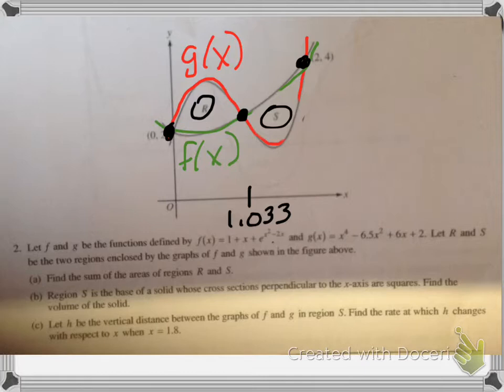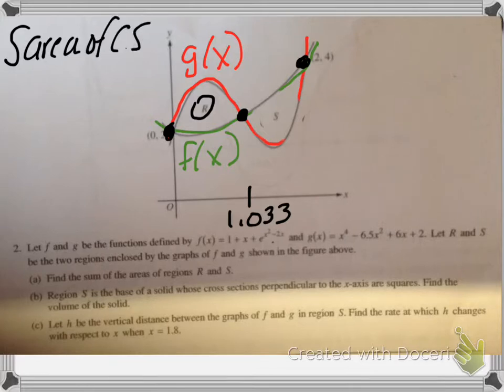Okay, part B is saying to look at region S. So we're just looking at region S, and we want to find the volume using cross sections. The formula for that is going to be the integral of the area of the cross section, dx. Why am I using dx? Because it says perpendicular to the x-axis.